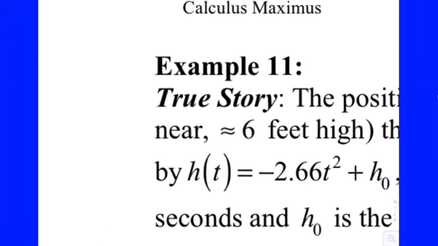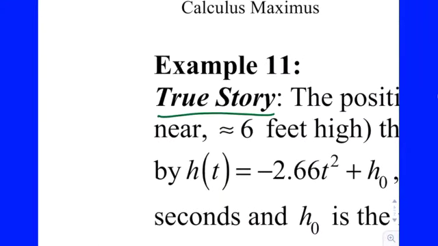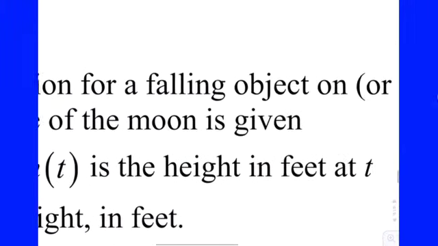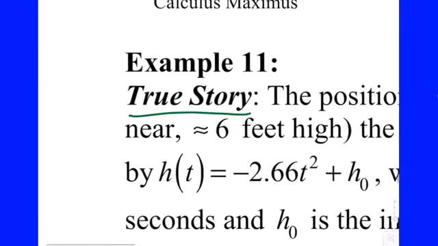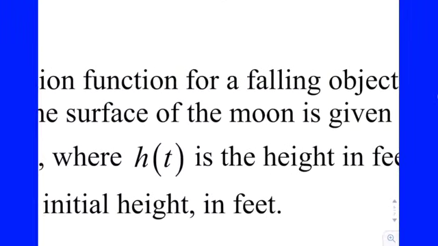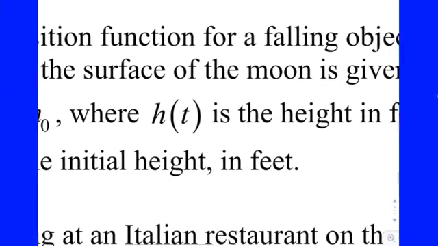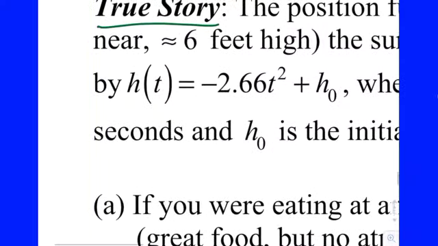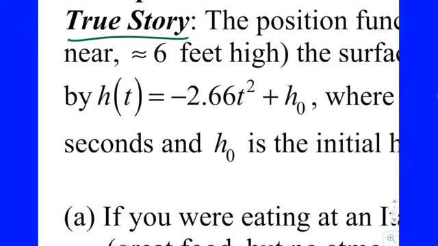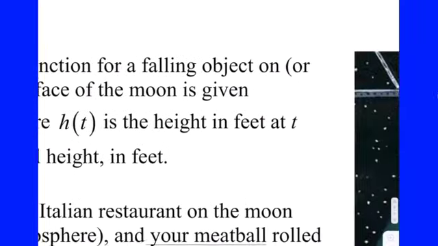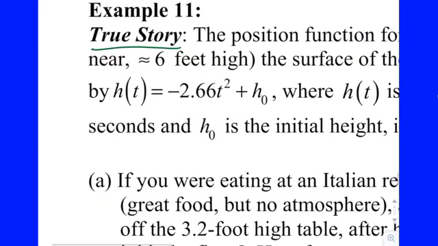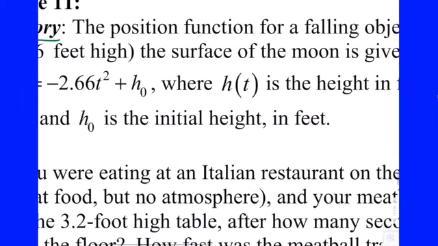All right, so the last one, true story. All right, let's read it. The position for a falling object on or near the surface of the moon. Okay. This says approximately within 6 feet or so. Is given by this. H of t is negative 2.66 t squared plus h sub o, where h of t is the height in feet at any given time, and t is in seconds. H sub o is the initial height in feet.